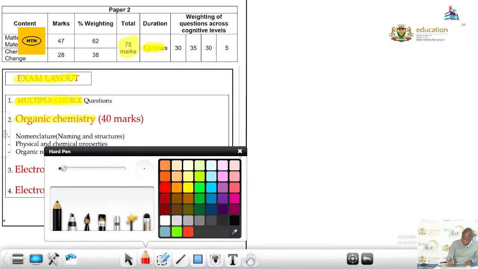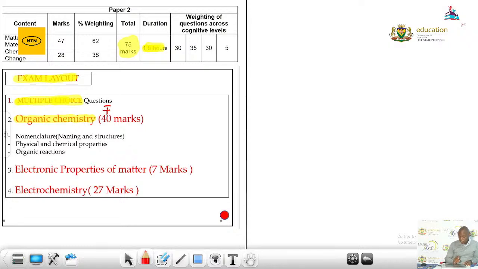So when it is plus minus 40 marks, it is important for us to look into it, because the marks allocated to organic chemistry contribute almost half of the paper. So when we sit down over this weekend trying to prepare, maybe our critical focus should be on organic chemistry. In organic chemistry, we have nomenclature, which is naming and structures, physical and chemical properties, and also organic reactions. So further in my presentation, I will get deeper on how to approach nomenclature, how to approach physical and chemical properties, as well as the organic reactions.